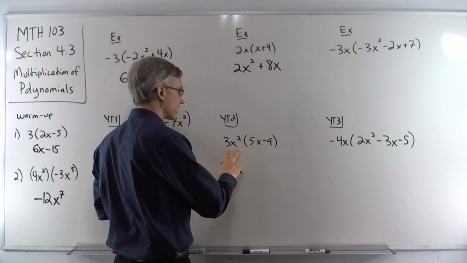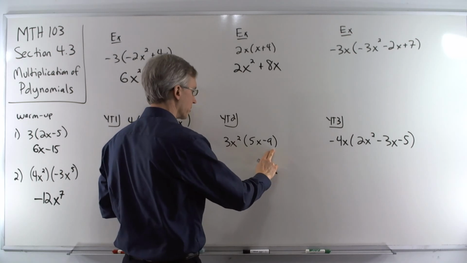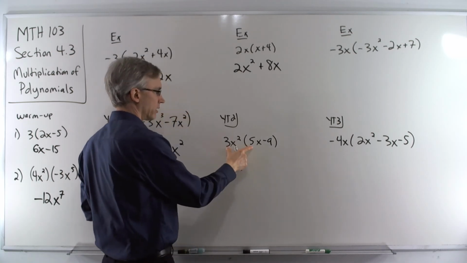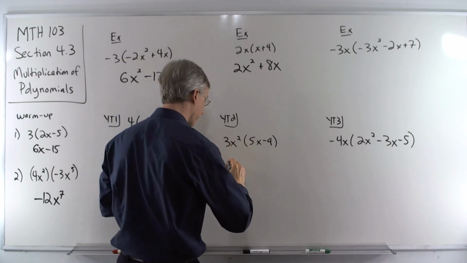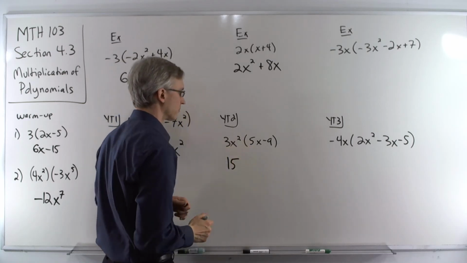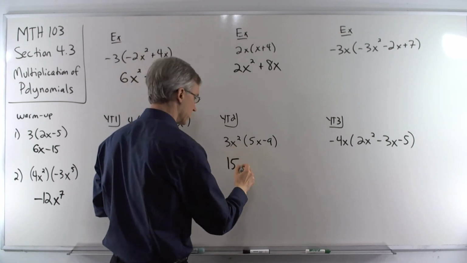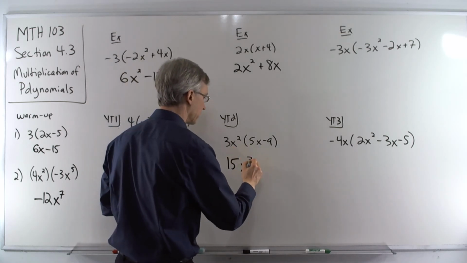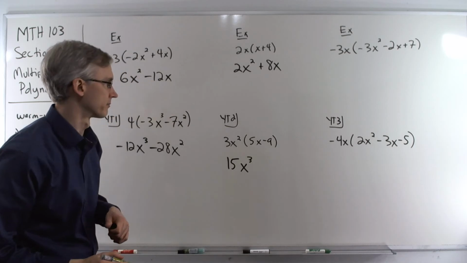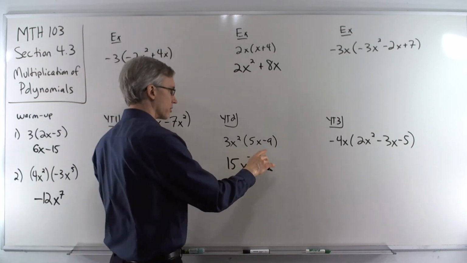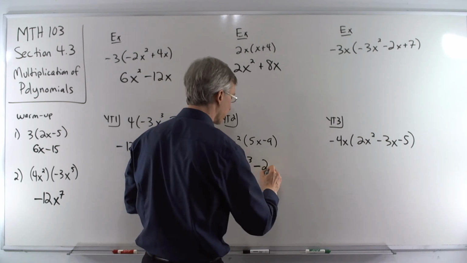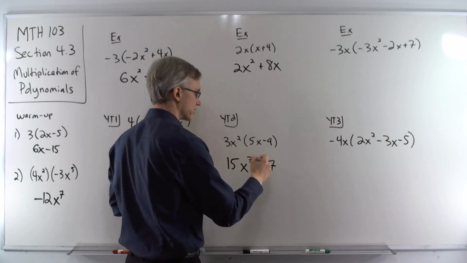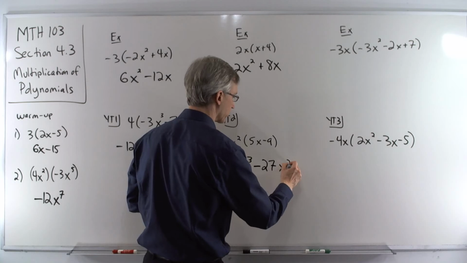We're distributing 3x squared into this polynomial. We're going to multiply 3 times 5, right, coefficient by coefficient, to get 15. X squared times x. Add the exponents to get x to the 3rd power. Now in the second part, we're just multiplying by a number. So we got 3 times negative 9 is negative 27. And the variable part stays exactly the same, x squared.